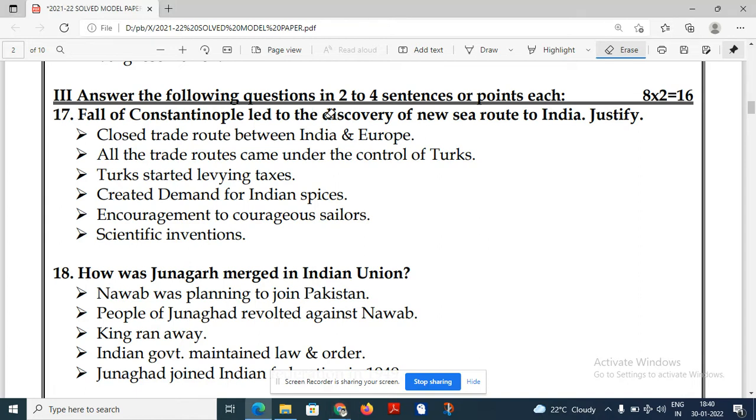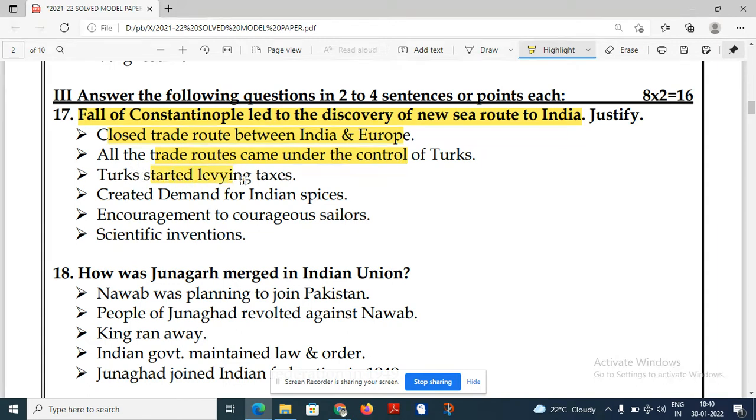Fall of Constantinople. Fall of Constantinople led to discovery of new sea route to India. Justify. This is the question. So answer is: because of the fall of Constantinople, it closed the trade route between India and Europe. Trade routes came under the control of Turks.